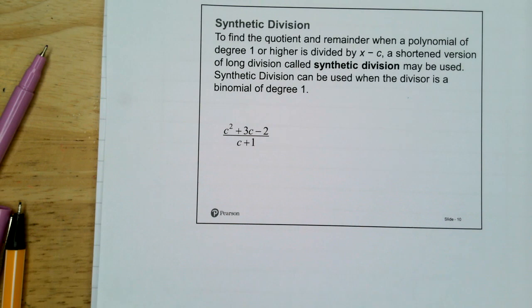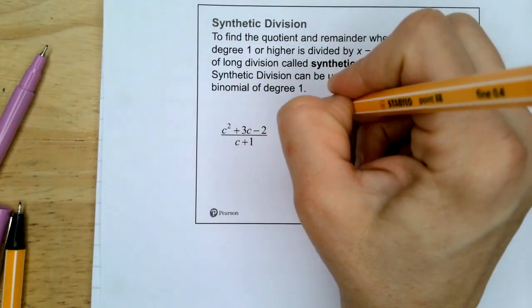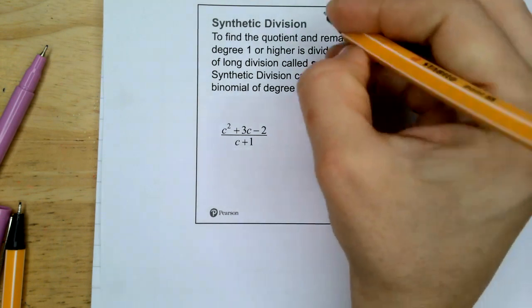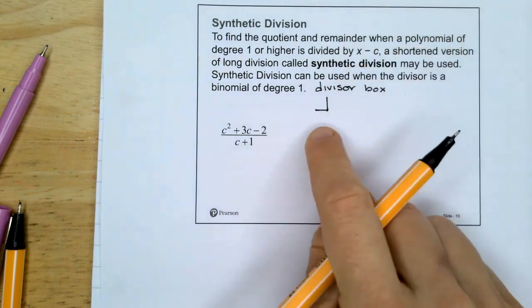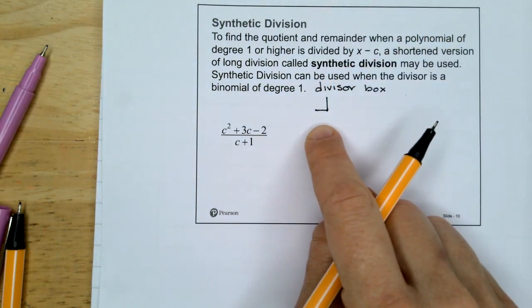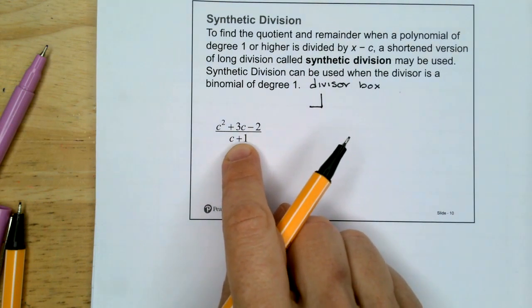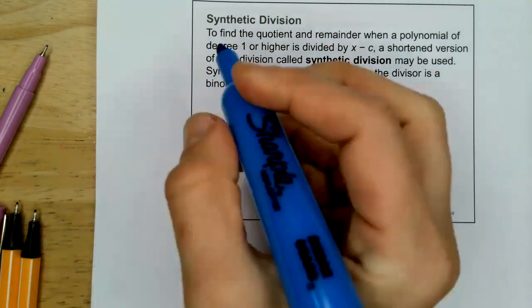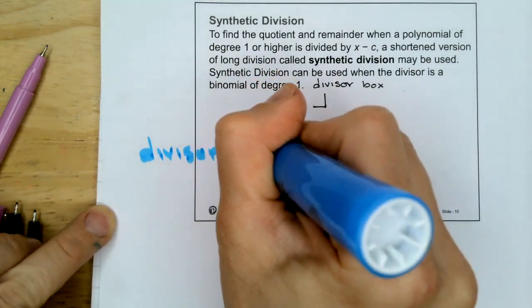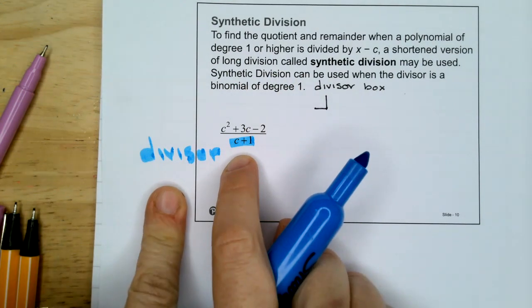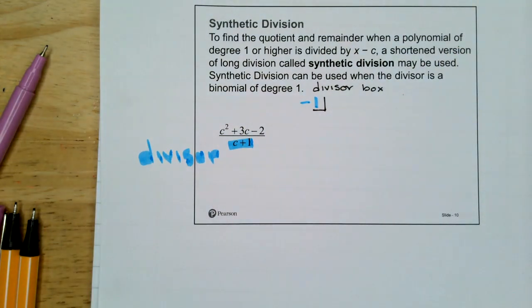So what we do is we create a divisor box, okay? So your first move is to create what is called a divisor box. In that divisor box goes the inverse of the constant of your divisor, okay? So right now this is my divisor, remember. The constant is a +1, so the opposite of that is going to be a -1. The opposite of the constant of your divisor.